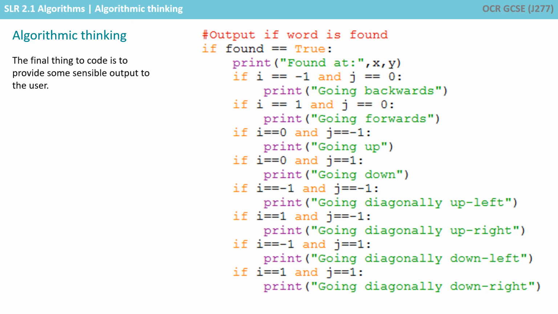The final thing to do is to provide some sensible output. It would be handy if the program told us where it found the first letter of the word and then which direction to look for the rest of the letters. So this little part of the program tells you the x and y coordinates where the first letter is found, and then whether you're going backwards, forward, up, down or diagonally in order to find the rest of the word.